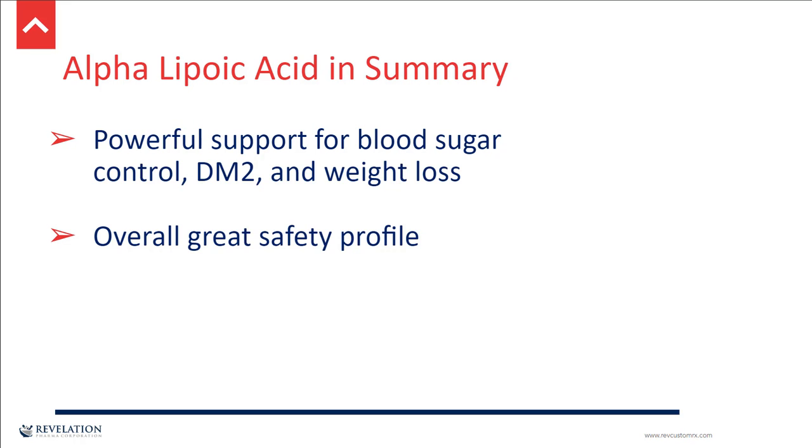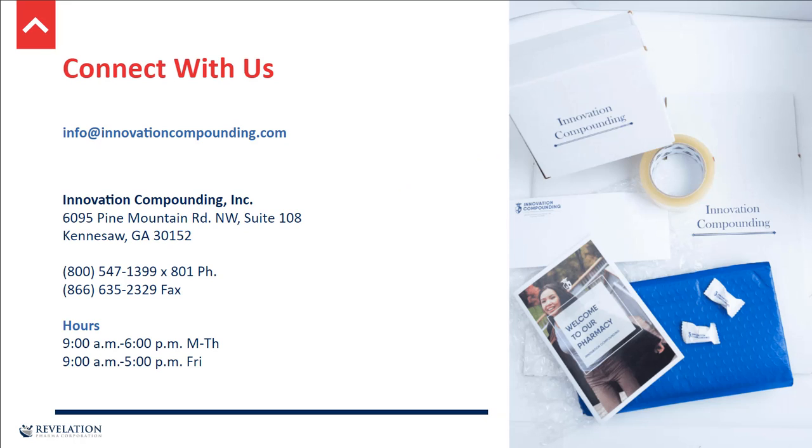So alpha-lipoic acid, in summary, very powerful support for blood sugar control, type 2 diabetes, and weight loss. Many other conditions as well, but those are the primary ones that I really see it heavily used in. And of course, peripheral neuropathy related to diabetes, depending on the severity of the patient. But overall, great safety profile if used within the parameters that I just discussed. So that covers everything I've got for alpha-lipoic acid today.